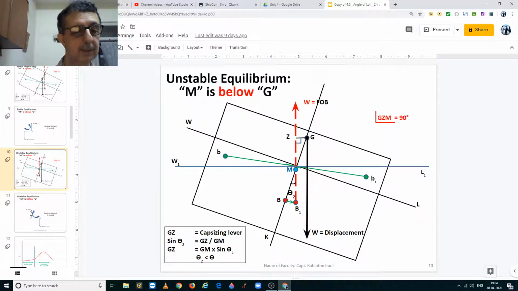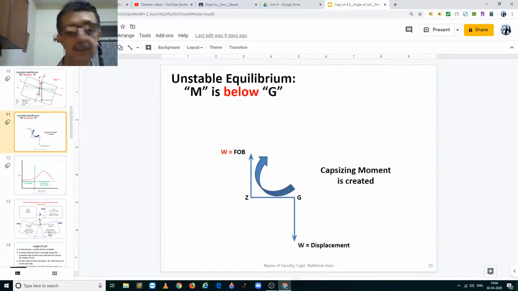So let's go to the next slide. And we see that a capsizing lever is generated, a capsizing moment is generated. Acting vertically down from the center of gravity is the displacement, and acting vertically up through the Z is the force of buoyancy, thereby generating a capsizing lever, a capsizing moment, which will bring the ship back to her angle of Loll condition.